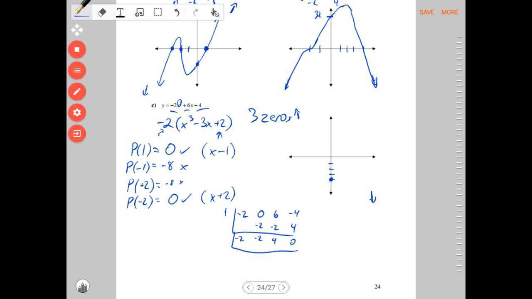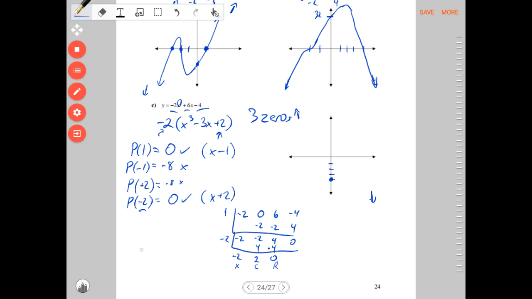Then we can double up on the synthetic division. We already tested the 1, so now we're going to test the negative 1. Ooh, no we're not, my bad, because negative 1 didn't work. We're going to test the negative 2, because that's the one that worked. So negative 2 comes down. Negative 2 times negative 2 is positive 4. Negative 2 plus 4 is 2. 2 times negative 2 is negative 4, so that's 0. Remember, that's the remainder. This is the constant. That's the x term.